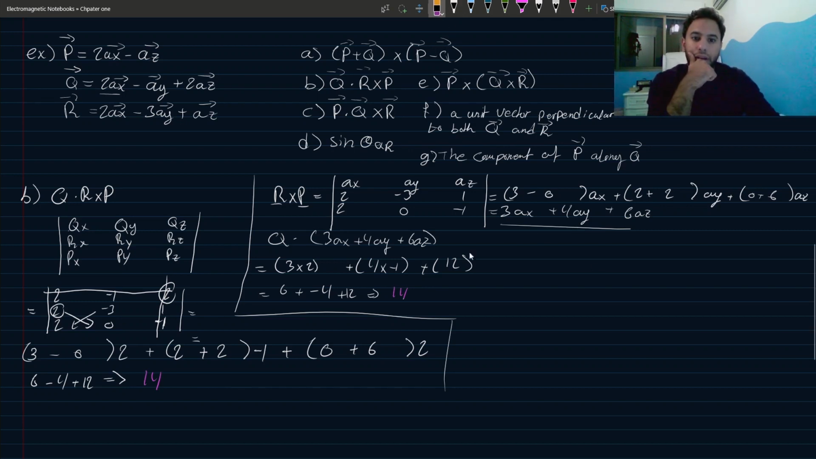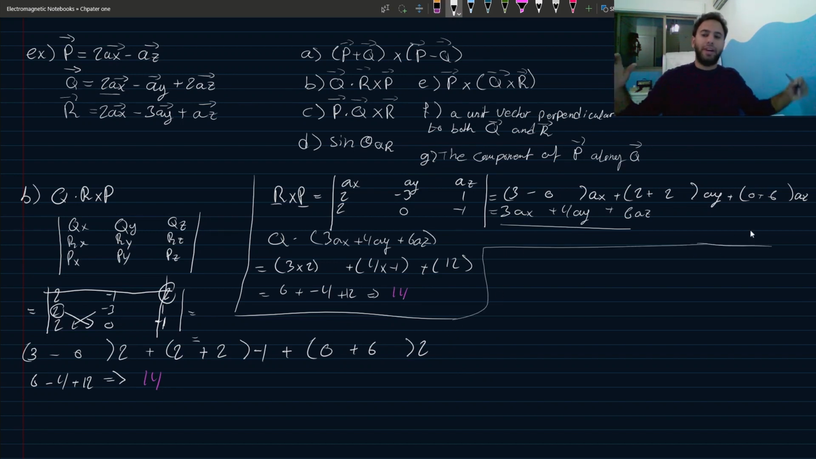Now, I want to introduce to you, I don't want to say a life hack, but it will make things easier for you when you do the triple scalar product, and it also works for the cross product. So I'm going to use it for this one. So let's say you want to find the value of the triple scalar product.